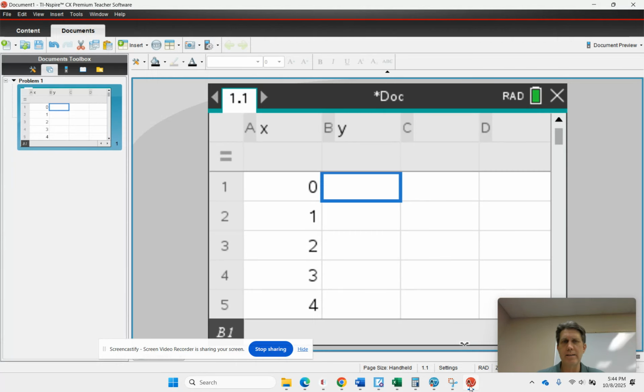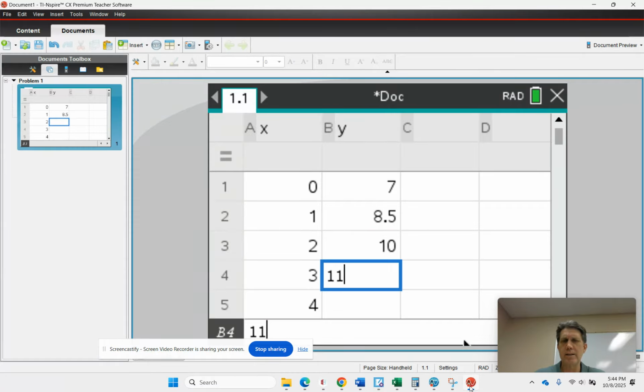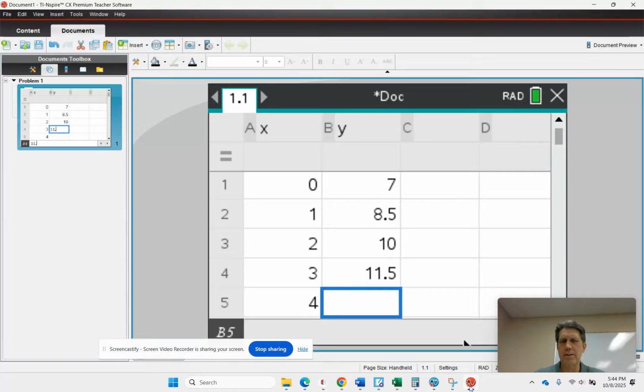Now we're making this data from an equation. We're going to talk about that. But then we put in the next one, $8.50. Then we put in $10, then $11.50 if you're substituting those in, then $13, and then it should be $14.50 if I did all those right.